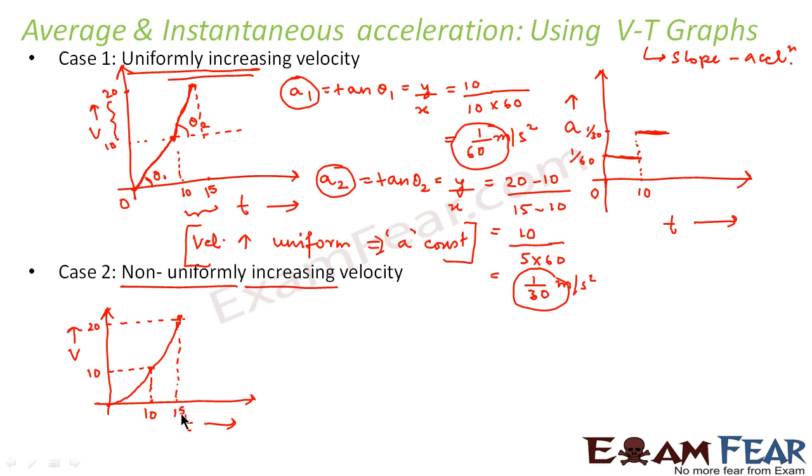to 15 minutes. Now, corresponding to this plot, if we try to draw the acceleration time graph, then it would look something like this. That is from 0 to 10 minutes. Say this is 10 minutes. Before that, t is along the x-axis, acceleration is along the y-axis. This is our origin. So from 0 to 10 minutes, the acceleration increases to this value, that is 1 by 60 meter per second.